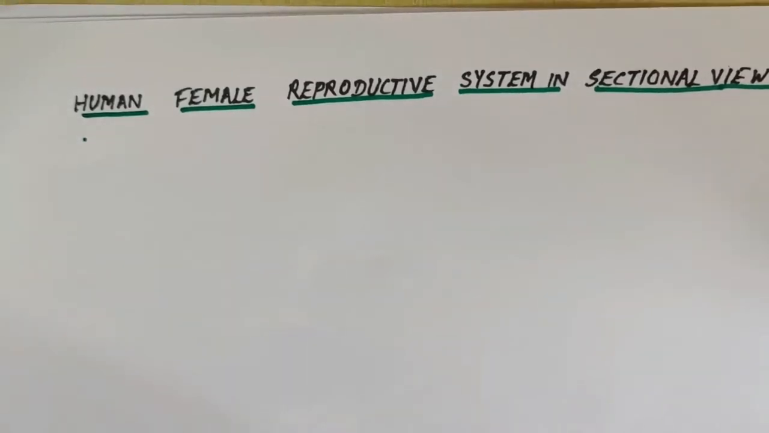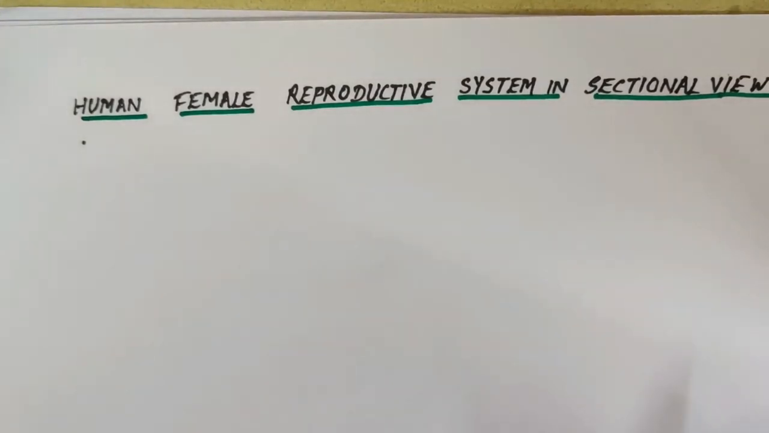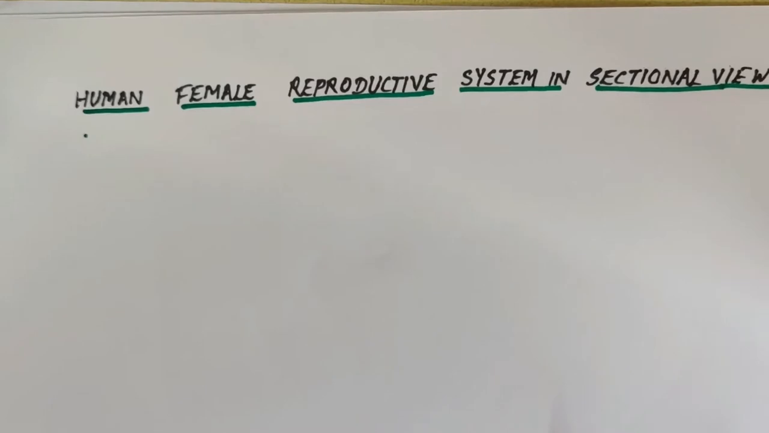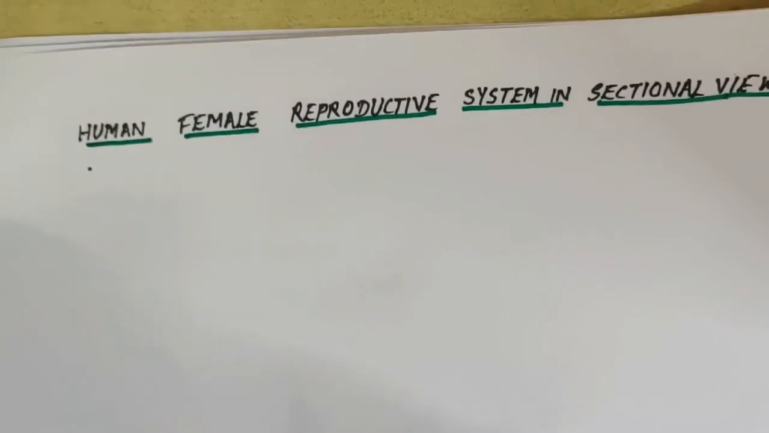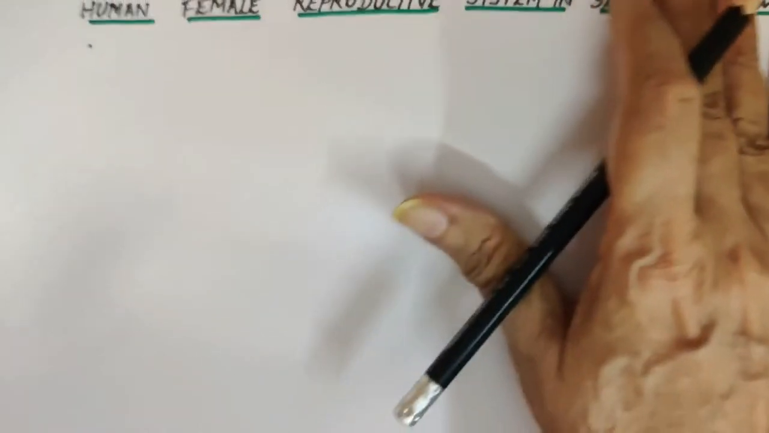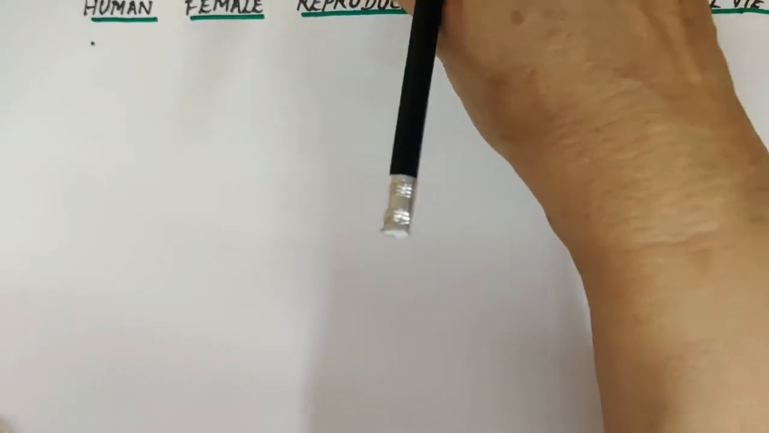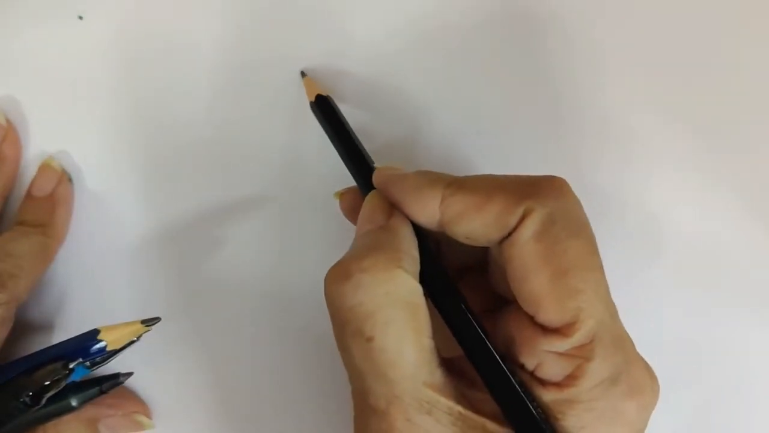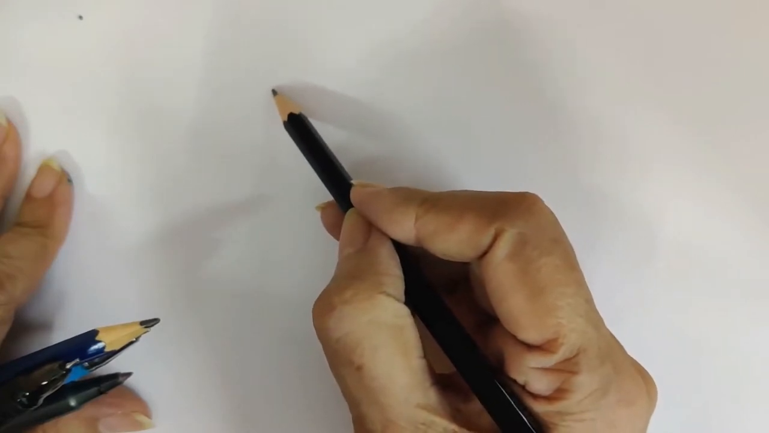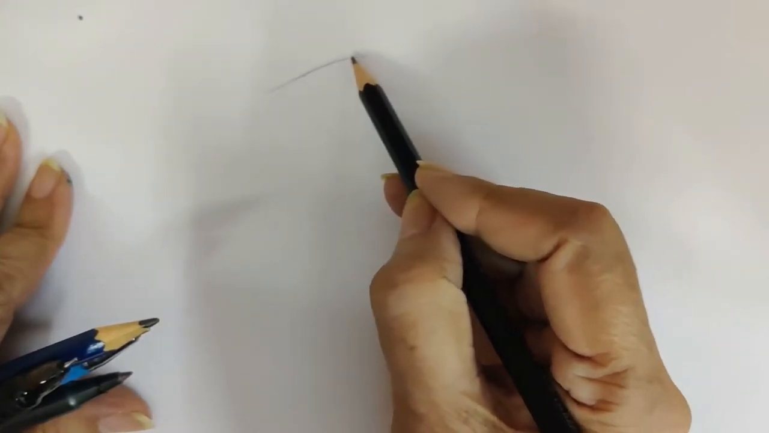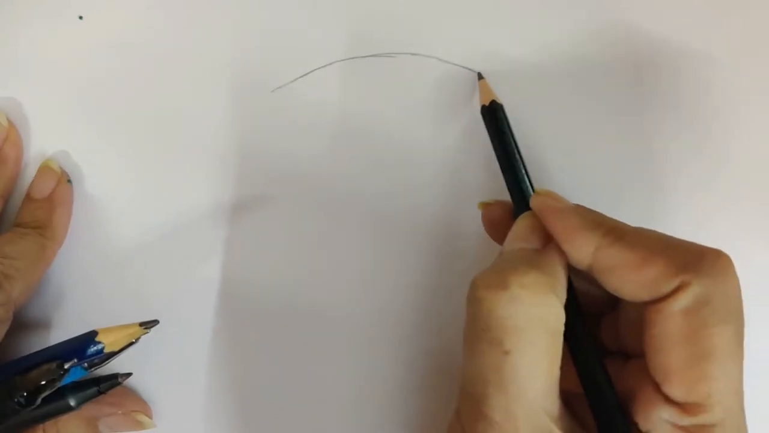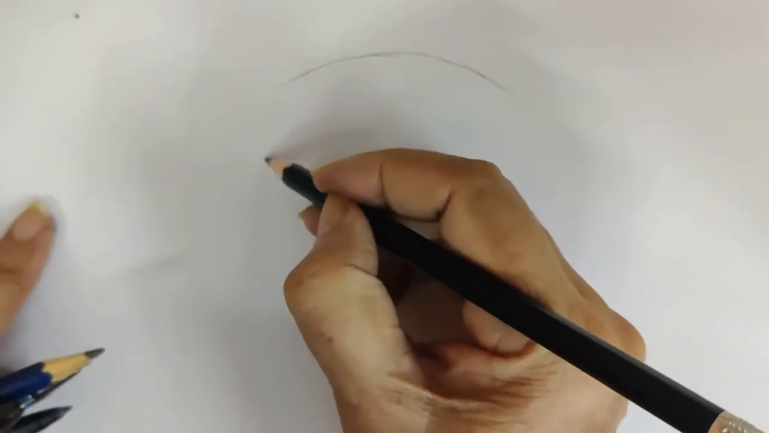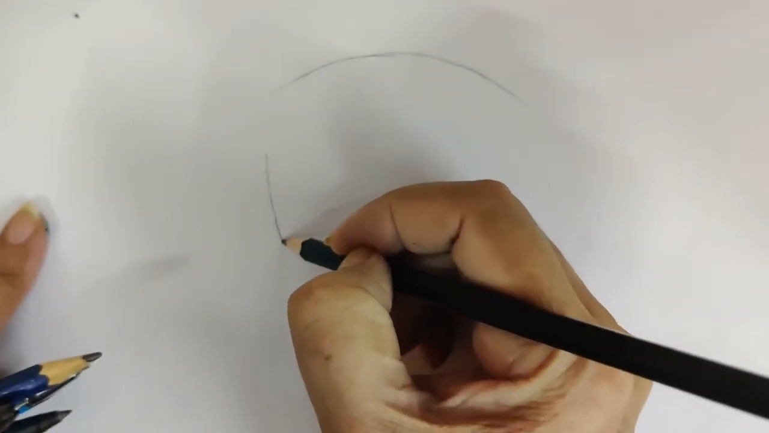So now we are going to draw the human female reproductive system in sectional view. And how does it look? Let's see. The human female system has the primary sex organ, the ovary, and a muscular bag, the uterus. The uterus is like an inverted pear-like structure. So we are going to show the outline of the uterus, which is like an inverted pear. This is what I mean by inverted pear.